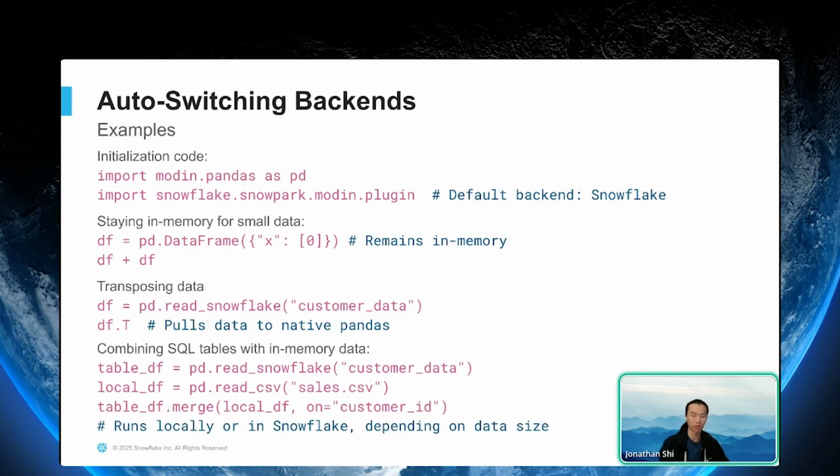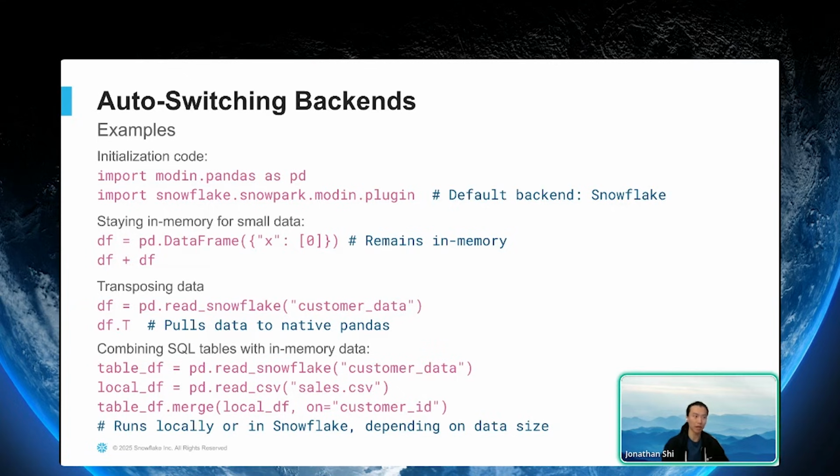The third example here is combining two SQL tables with in-memory data. We have our first table generated from read Snowflake from a SQL table, and we have our second generated from read CSV from a local CSV file. We do offer an implementation that will upload the CSV file to Snowflake once you read it, but in this case, we can assume it's small enough that we decide to stay in native execution for the CSV read.